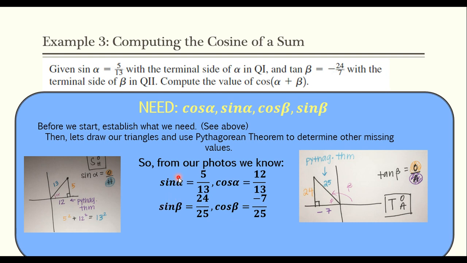Using that information, right? Sine of alpha is 5 over 13. That was given to us. Cosine of alpha is 12 over 13 from this image over here. Similarly, now that I've got all my sides labeled, sine is opposite over hypotenuse, so 24 over 25, and cosine is adjacent over hypotenuse, so it's negative 7 over 25. So now I have this information, right? I had to figure out what did I need, how do I get it? Okay, I'm still not done.